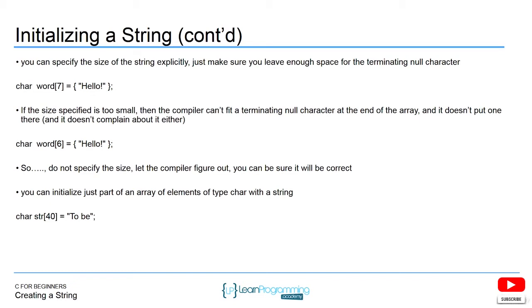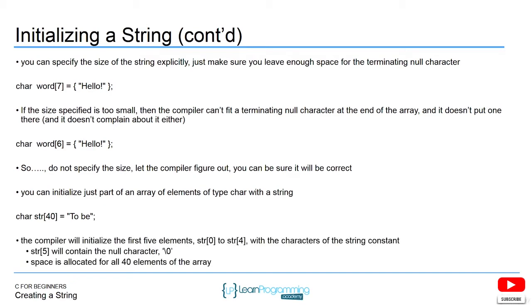We'll go through an example. You can also initialize just part of an array of elements of type char with a string. So if you created a size that was really large and you only assigned a couple characters, that's fine as well. You're only initializing some of the characters. All the other characters are just going to be empty. So what will happen here is the compiler will initialize the first 5 elements, str[0] to str[4], all of those characters in the string constant, and then str[5] will contain the null character. Space is still going to be allocated for all 40 elements in the array, but only 5 of those are going to be used: 4 plus the null character.